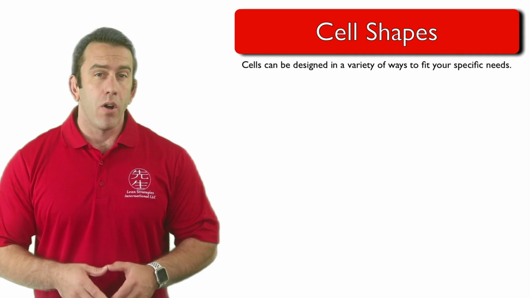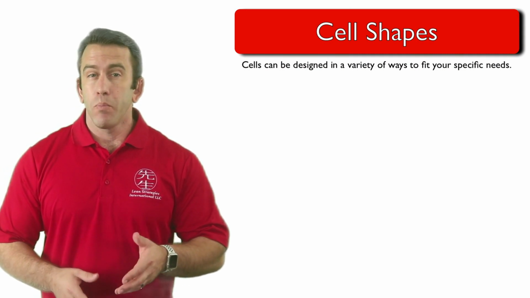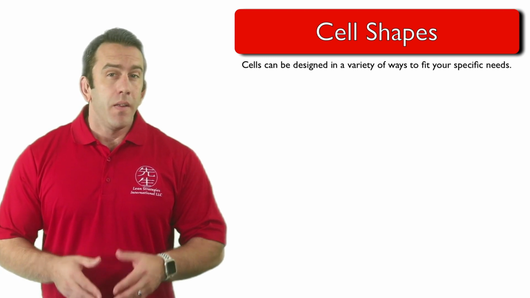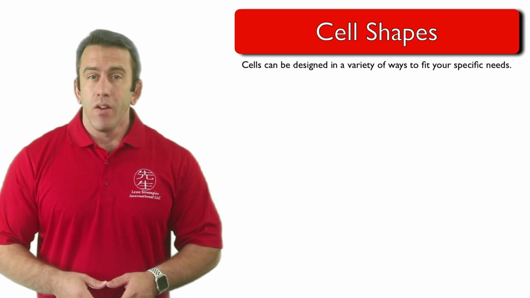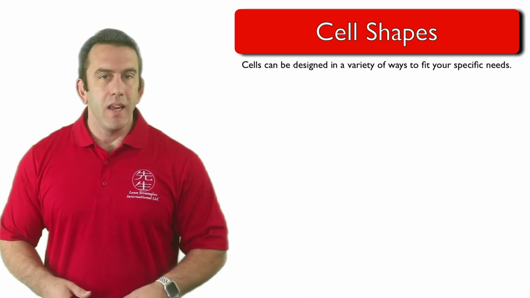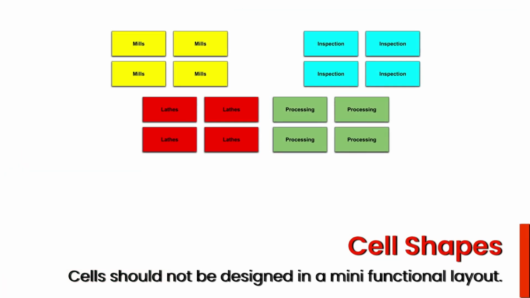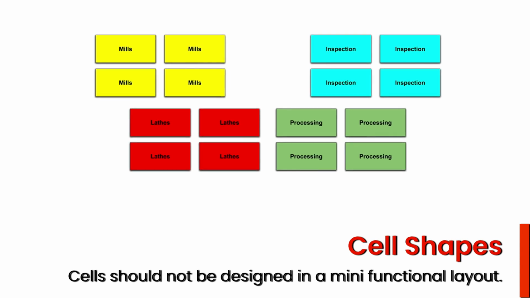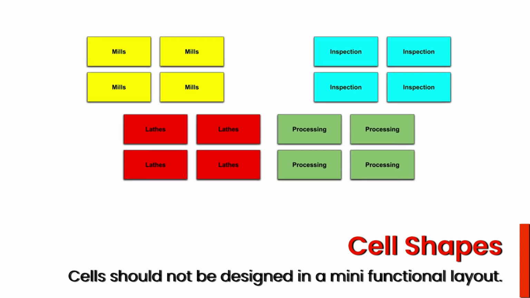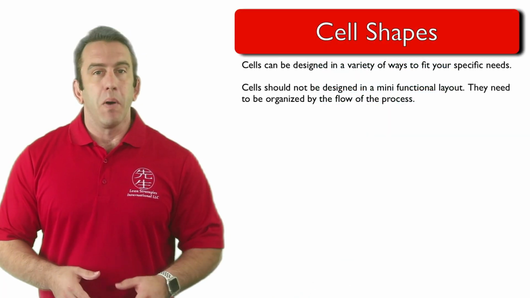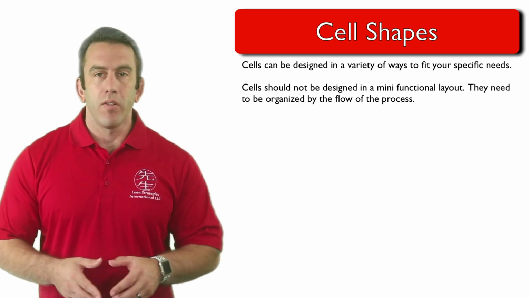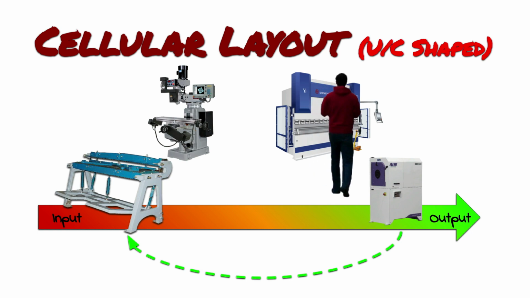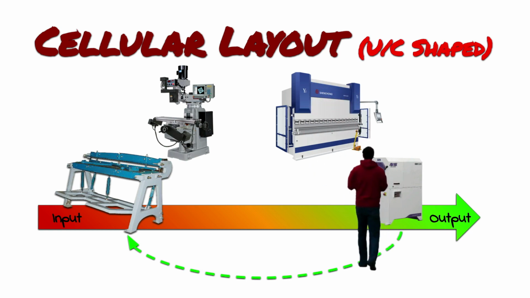A work cell is commonly thought of as a U-shaped or C-shaped cell. Truthfully speaking, though, they can be designed in a variety of ways to fit your specific needs. One important thing to remember is that the cells should not be designed in a mini-functional layout. They need to be organized by the flow of your process. This will ensure that the cell is process-based and not operational-based.